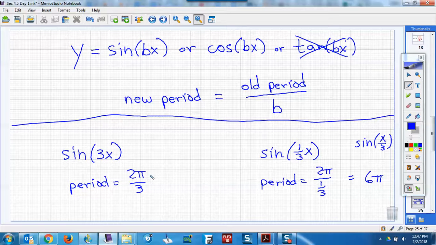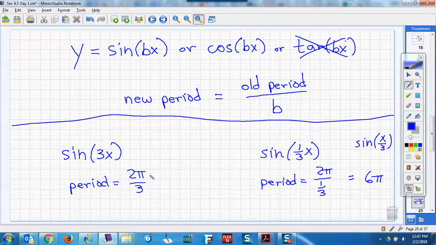Now, if you put a 1/3 in there, we said that stretched it by a factor of 3. Well, look what you do. Just take 2 pi divided by 1/3, which is 6 pi. Sure enough, that stretched it. Now the period is 6 pi. So you got 1 cycle through 6 pi.